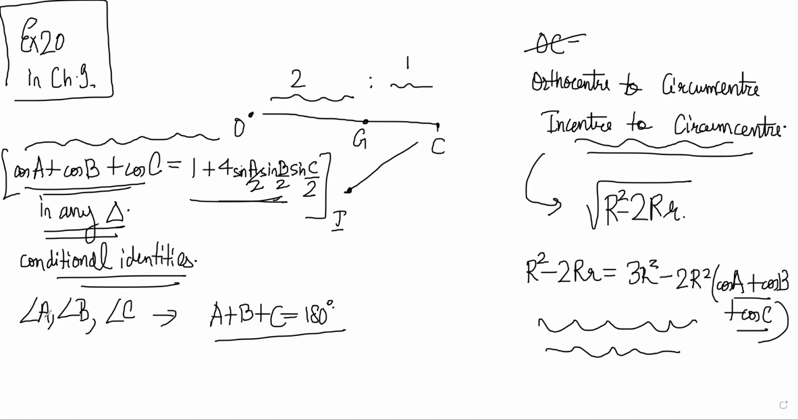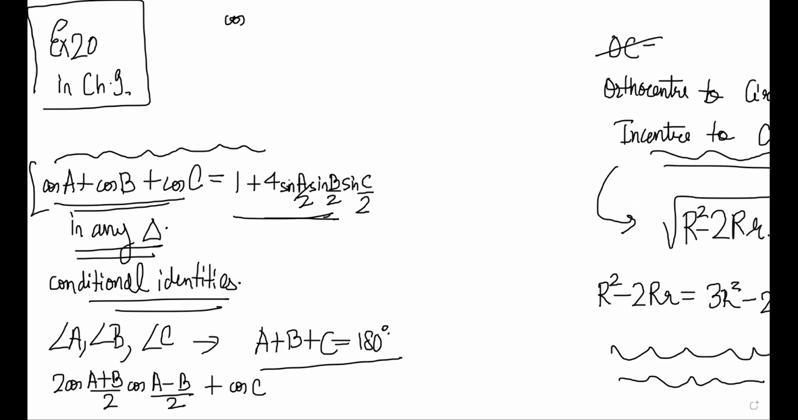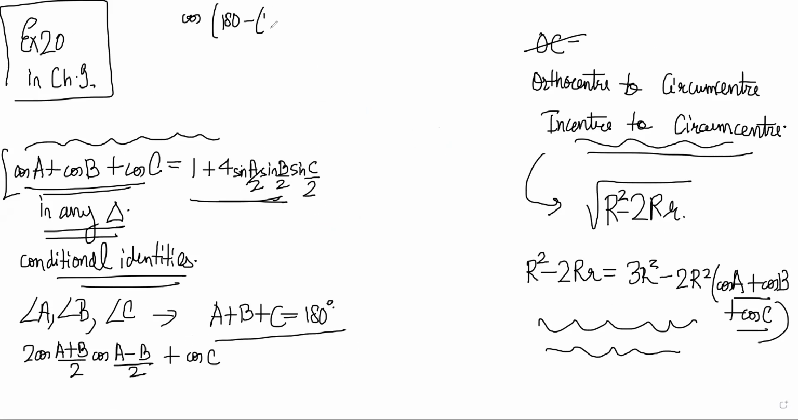Why? Because what can we do here? Let's see. If I do cos A plus cos B, I can write it as 2 cos A plus B by 2 into cos A minus B by 2, right? Plus I have a cos C, right? Yes. So now cos C can be written as cos of 180 minus A plus B, right? And cos of 180 minus A plus B is minus cos A plus B, right?